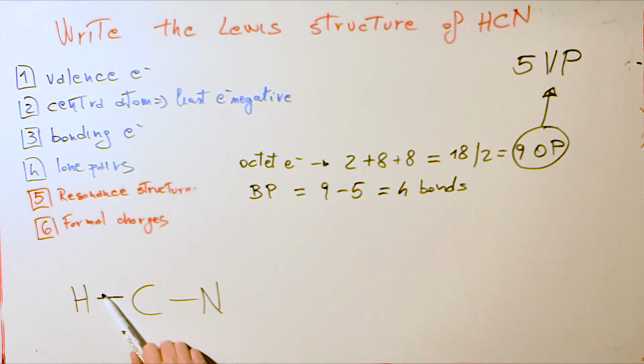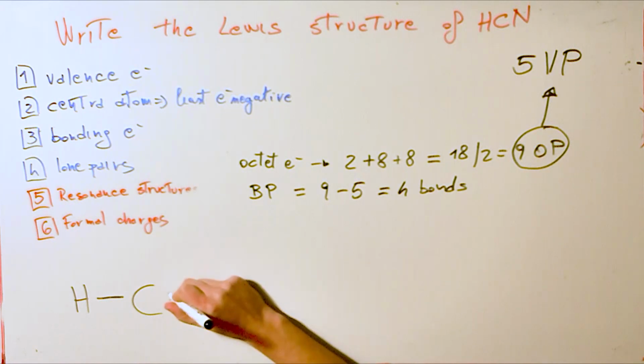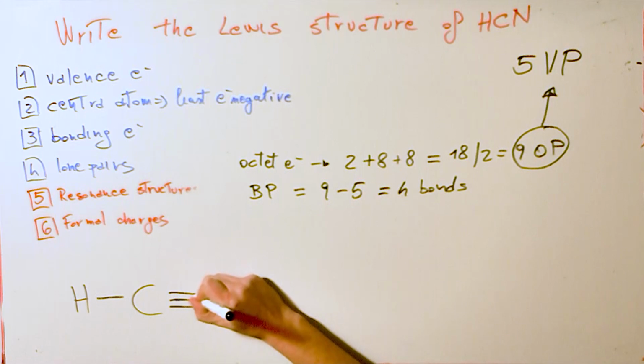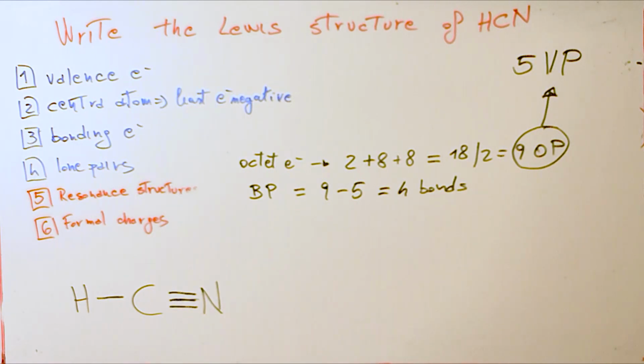I cannot put another bond here because, as I have already said, hydrogen makes only 1 bond. Following the duet rule, hydrogen already has 2 electrons around it, so it won't react more than this. So now we have to put the left bonds here. There are 2 bonds, and then we write them here. This is also done. We have in total 4 bonds.